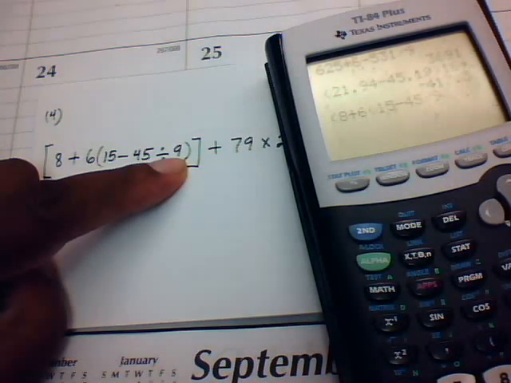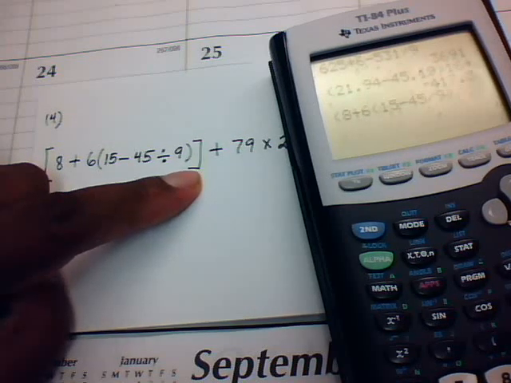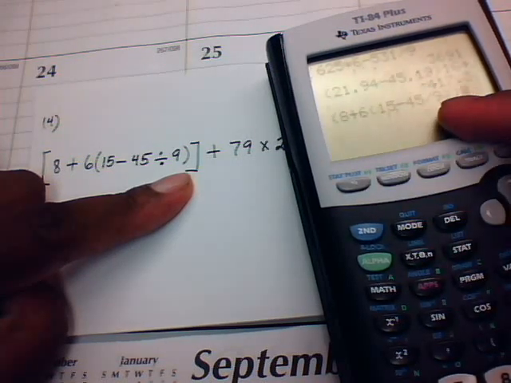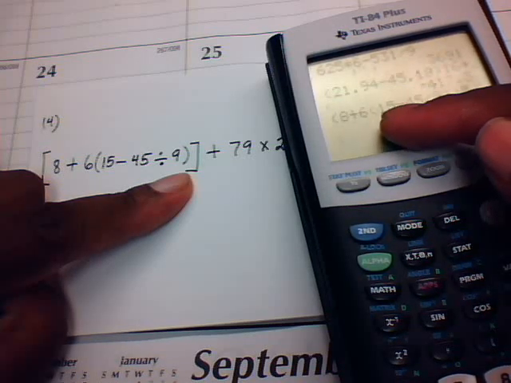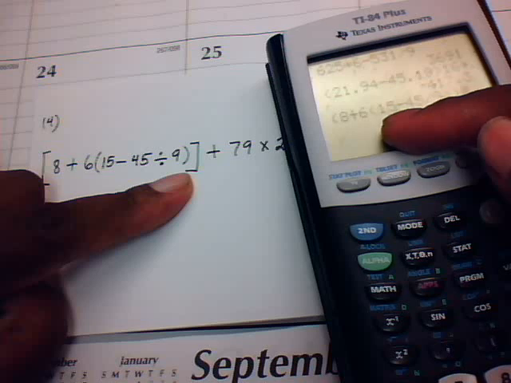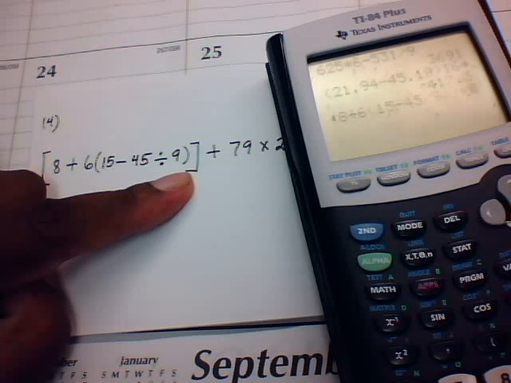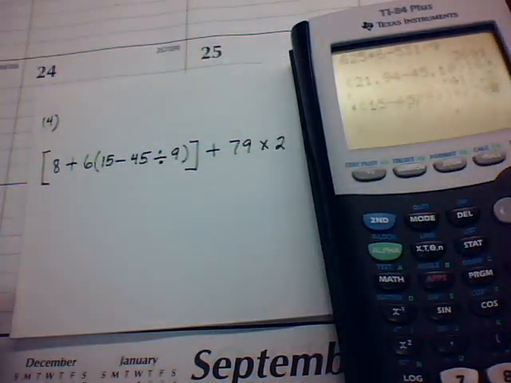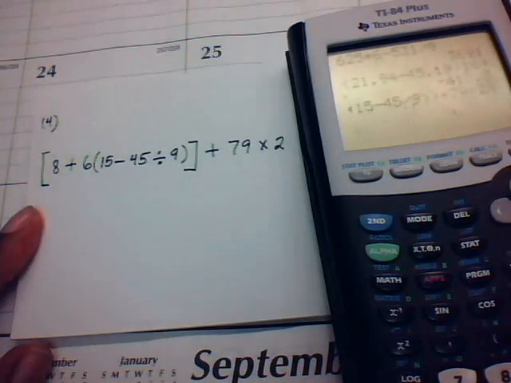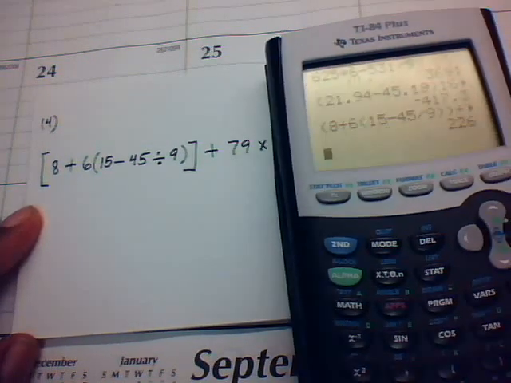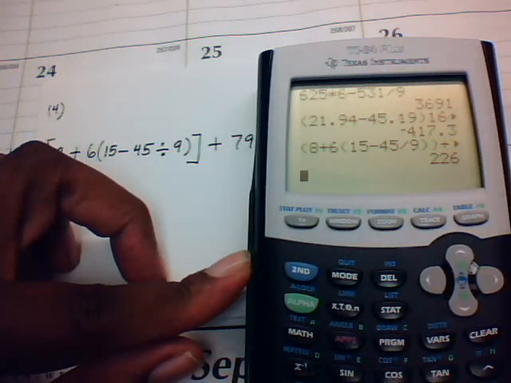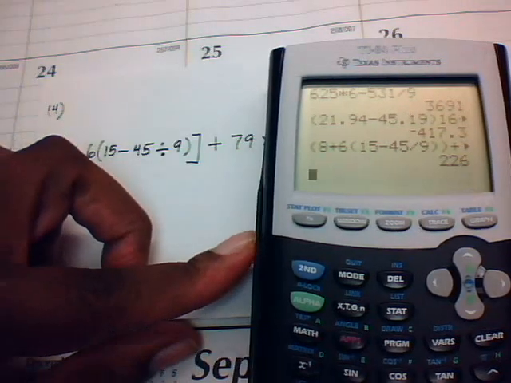Now you're going to close the parentheses after the 9, but then you've got another bracket here, so you need to close the parentheses again. What that does is the first one closes the parentheses you opened after 15, and the one after it closes the parentheses for the one that you opened up after you typed in the 6. And then you're going to hit plus 79 and then times 2, and then hit enter. Okay, so here you should come up with 226 as your answer.